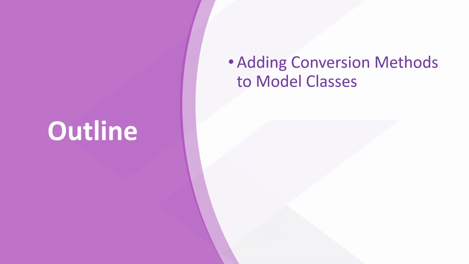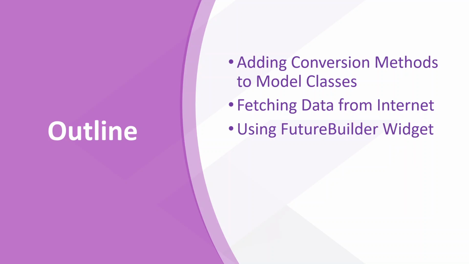So for the outline of this demo, first we are going to add conversion methods to the model classes. Conversion methods here mean something like fromJson and toJson, and we are going to add them to our classes, like in our form, assessment activity, assessment and group member. The second task will be fetching data from the internet, and then we are going to modify our UI to use the FutureBuilder widget.